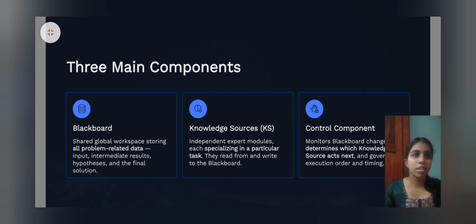The third component is the control component. It monitors changes in the Blackboard and decides which knowledge source should act next. It controls the execution order and timing of the system. Therefore, these three components, Blackboard, knowledge sources, and control component, work together to solve complex problems.